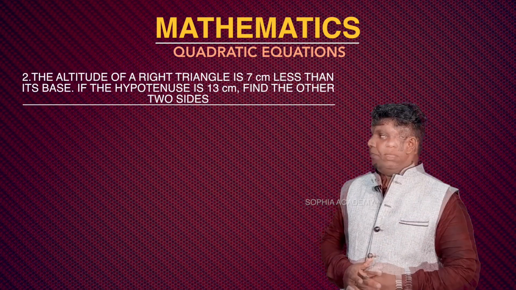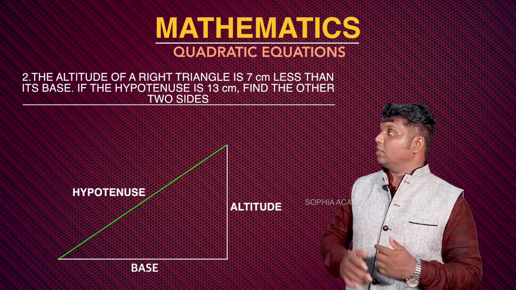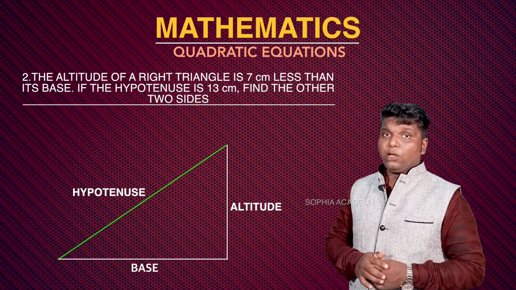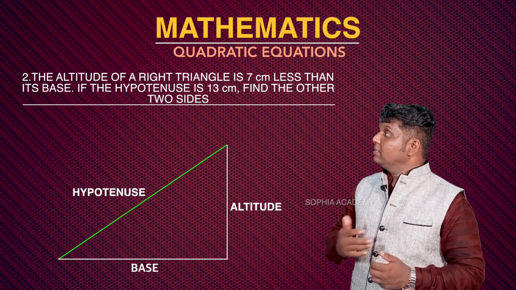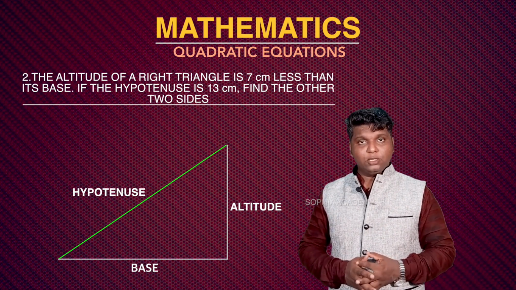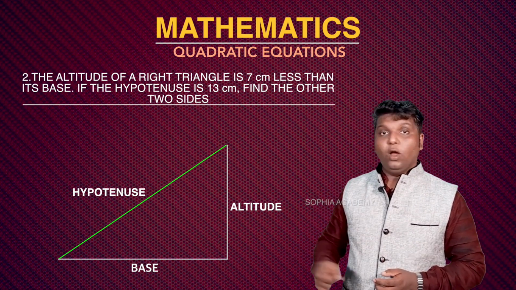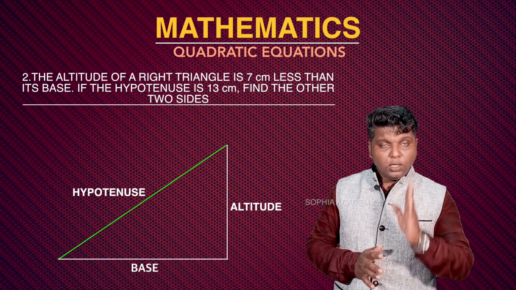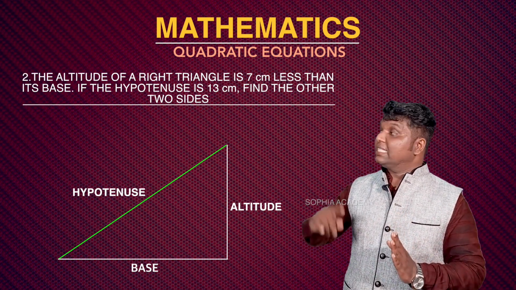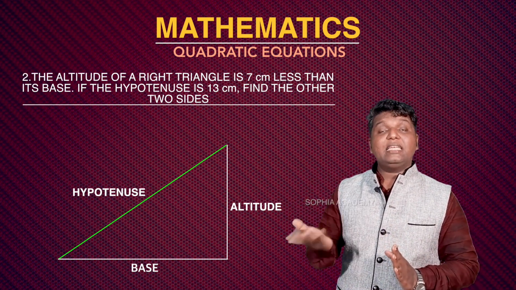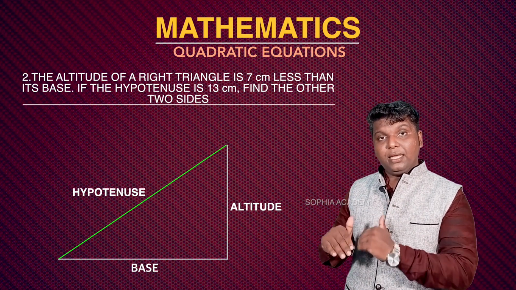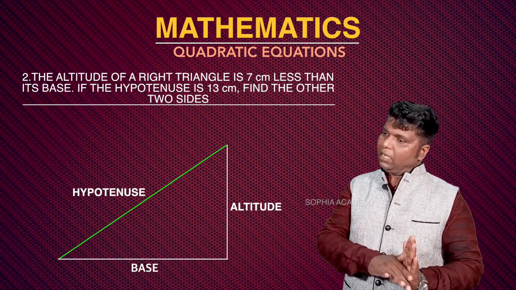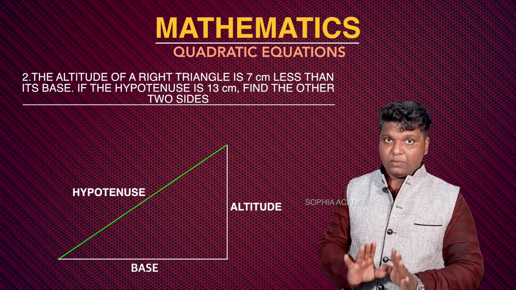So here goes the question before you. The altitude of a right angled triangle is 7 centimeter less than its base. If the hypotenuse is 13 centimeter, find the other two sides. That means it's a right angled triangle and the hypotenuse, the longest side, is given: it is 13 centimeter. And regarding the other two sides, what is given? The altitude is 7 centimeter less than the base. So if you know the base, then you can say the altitude is 7 centimeter less than the base. It means definitely the base is bigger than the altitude. That is the meaning of this, right?